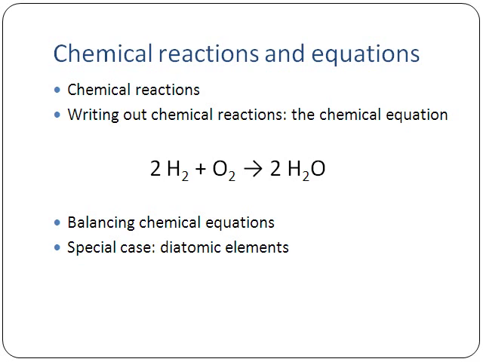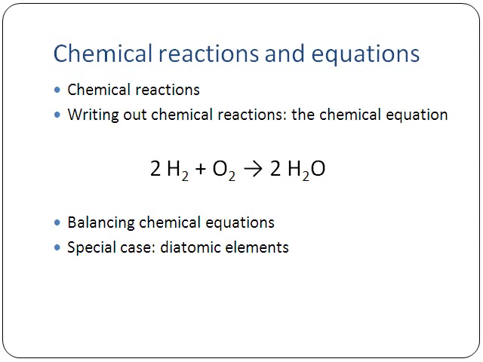In our next lesson after this, we're going to look at different types of chemical reactions. But for right now, all we're really interested in is writing out chemical reactions. And the way that we write out a chemical reaction is we use something called a chemical equation. We've got one on our screen right now. So we have 2H2 plus O2 gives us 2H2O.